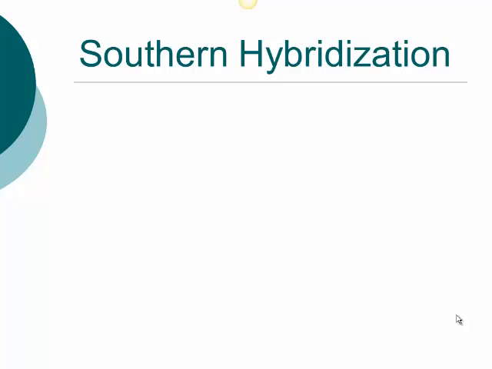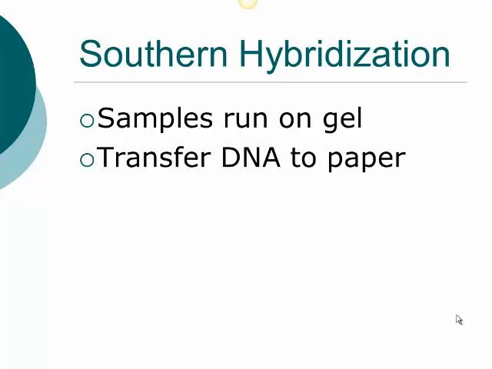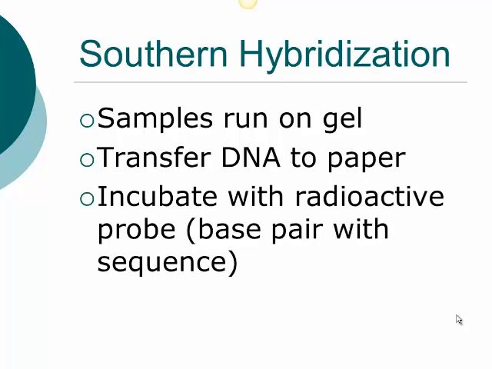Southern hybridization. When you run your samples on the gel, it's really hard to see them because you get so many bands, if you think of all the possible DNA. So you transfer the DNA to a special kind of paper called nitrocellulose. And then you incubate it with a radioactive probe. You can also use a fluorescent probe. And this probe base pairs with a specific sequence that you're looking for.